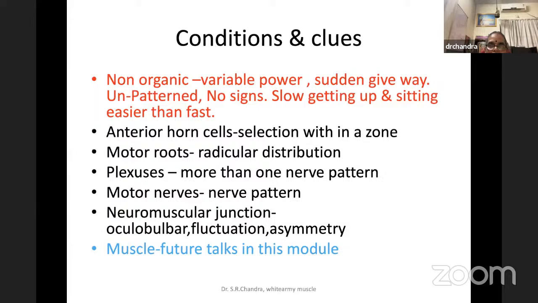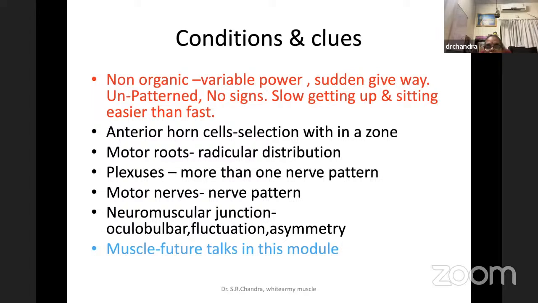And sudden give away. He will resist, then suddenly give away. Unpatterned. Very many diseases have got a pattern, and that pattern is not there. And when you examine, there are no signs. And there is slow getting up and sitting easier than fast. We'll tell them, okay, sir, you are having paralysis, so don't get up fast. Get up slowly and sit slowly.